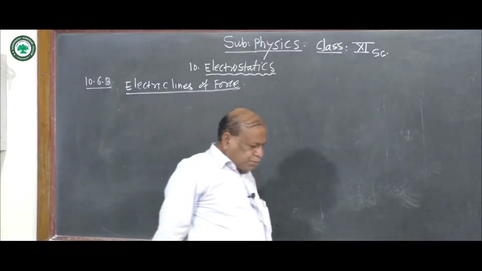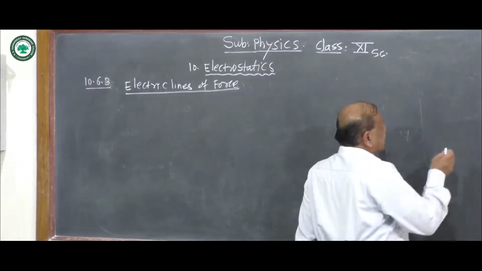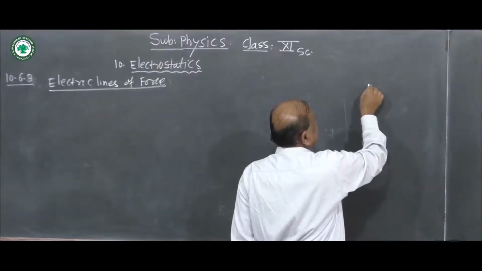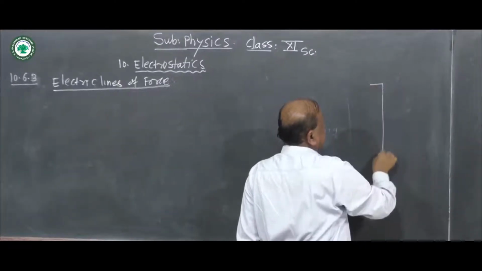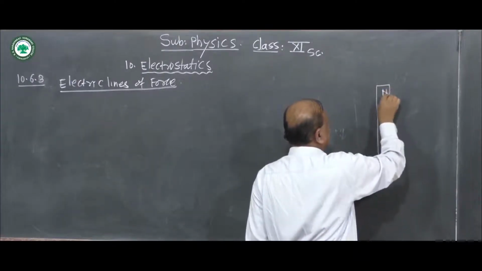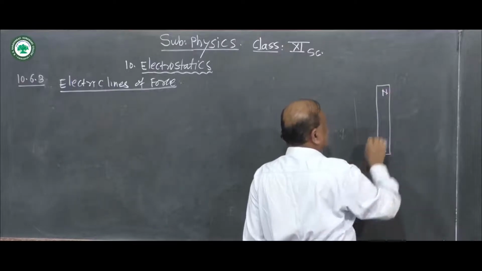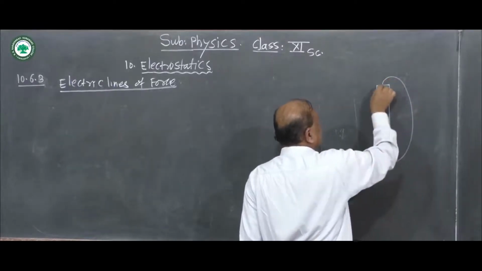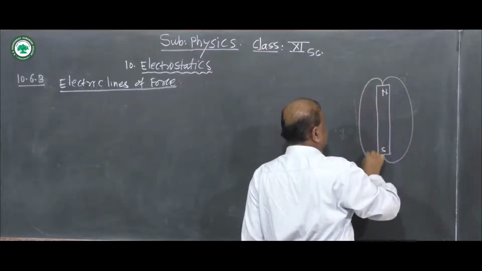Now you know the bar magnet, which you already studied. This is the magnet, this is the N pole, and this is the S pole. Now draw the lines of force here.